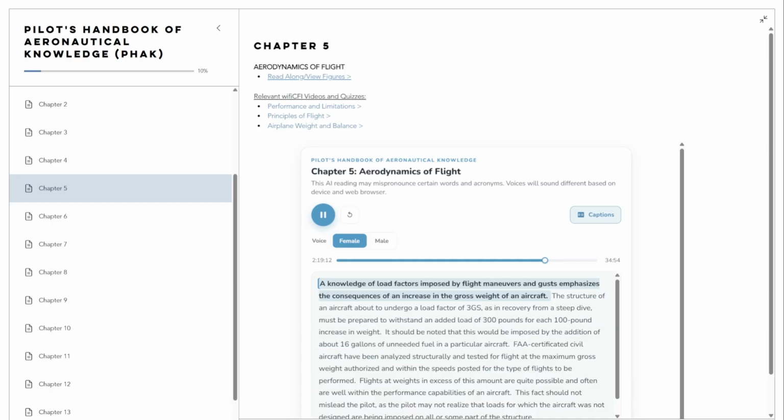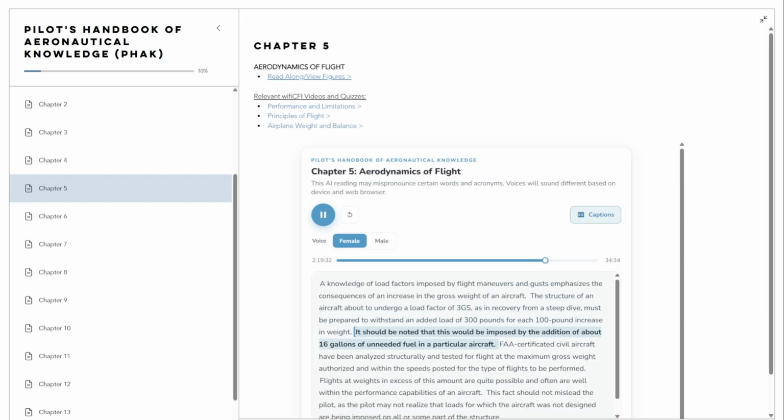A knowledge of load factors imposed by flight maneuvers and gusts emphasizes the consequences of an increase in the gross weight of an aircraft. The structure of an aircraft about to undergo a load factor of 3 gs, as in recovery from a steep dive, must be prepared to withstand an added load of 300 pounds for each 100 pound increase in weight. It should be noted that this would be imposed by the addition of about 16 gallons of unneeded fuel in a particular aircraft.